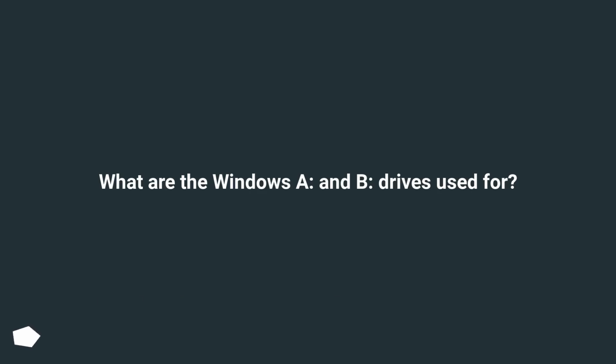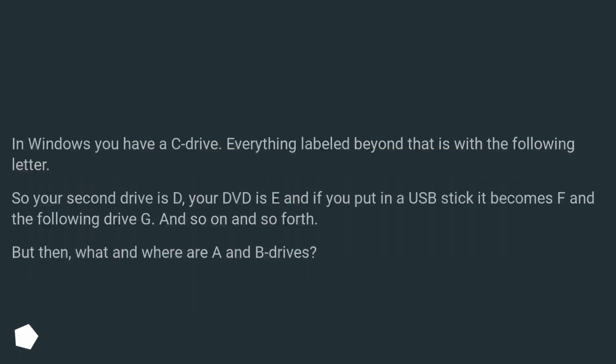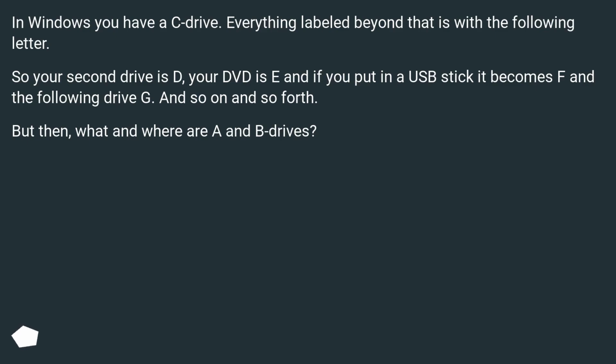What are the Windows A and B drives used for? In Windows you have a C drive. Everything labeled beyond that is with the following letter. So your second drive is D, your DVD is E, and if you put in a USB stick it becomes F and the following drive G, and so on and so forth. But then, what and where are A and B drives?